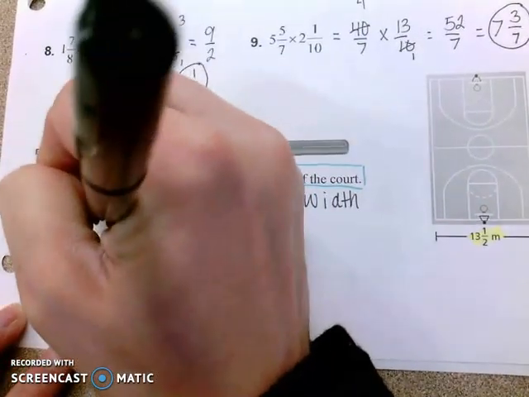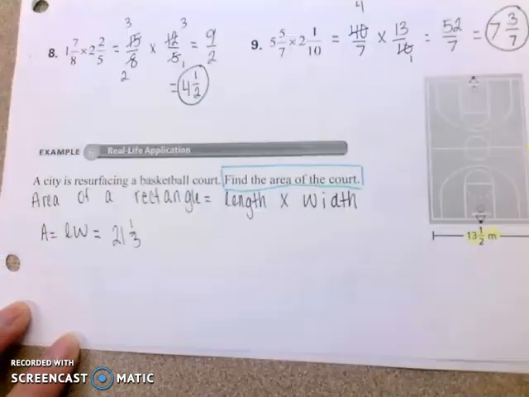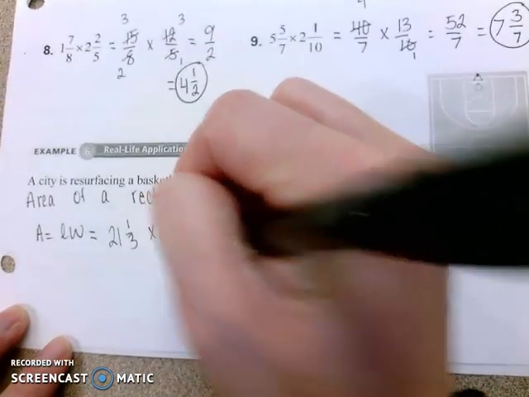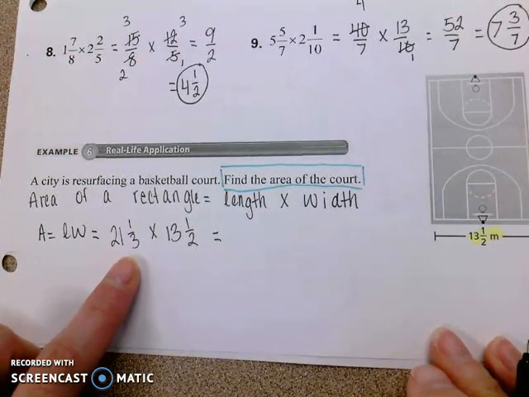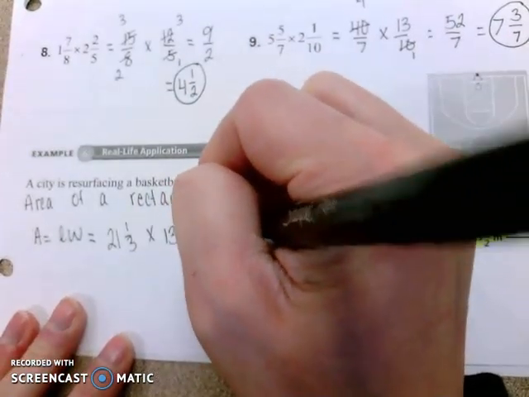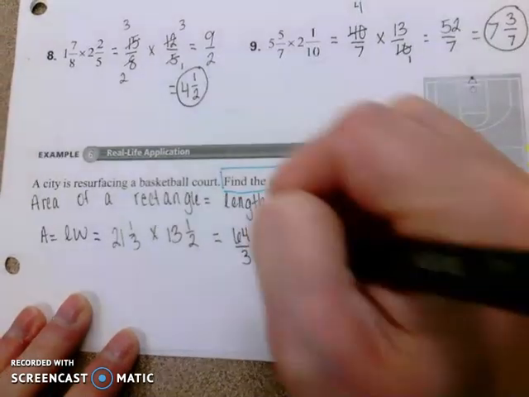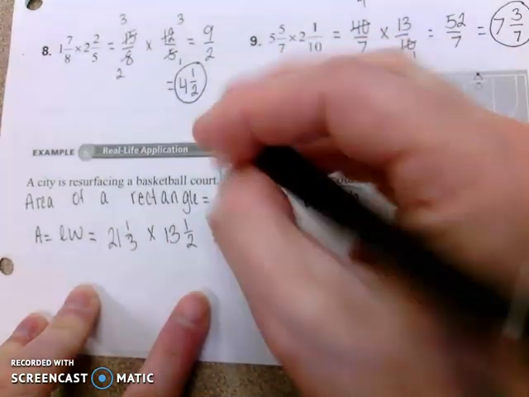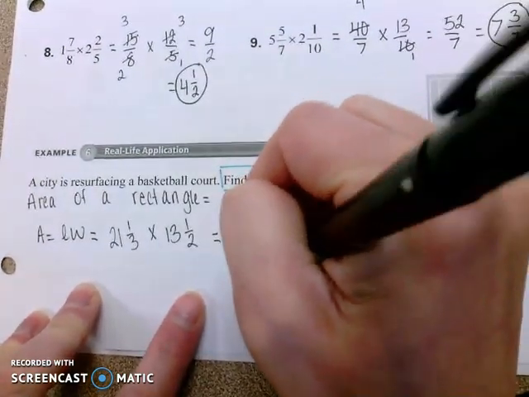So my length is 21 1/3. We're multiplying that by 13 1/2. We are going to have bigger numbers here. We're talking about a basketball court, so it is pretty large. So when I change those to mixed numbers, 21 times 3 is going to give me 63 plus the 1 up here. So I now have 64 thirds. Okay, and then 13 times 2 is 26. We add the 1 and get 27 halves.